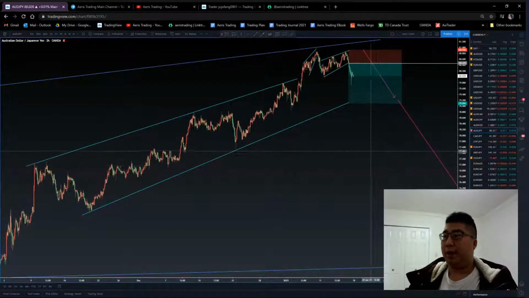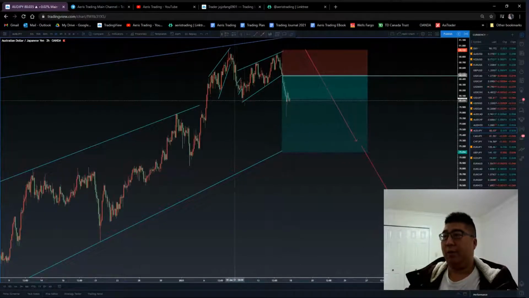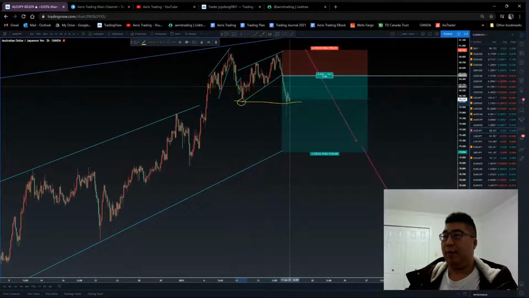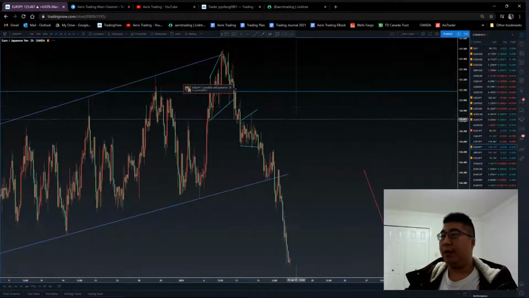Right, so that is Aussie Yen still in. I already moved my stop loss to break even. Just my risk management plan once we break the previous low. Already 1 to 1. All right, so that's Aussie Yen. Let's move on to a few other yen pairs.